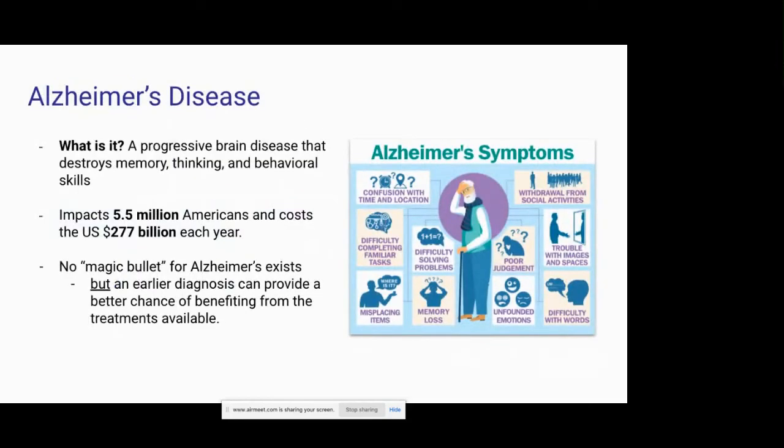So what is Alzheimer's disease? It is a progressive brain disease that destroys memory, thinking, and behavior skills. It impacts 5.5 million Americans, and it costs the US $277 billion each year. Currently, there's no magic bullet for Alzheimer's. There's no definitive treatment or cure. But an earlier diagnosis can provide a better chance of benefiting from the treatments available. And that's why we're going to be developing an Alzheimer's diagnosis model using machine learning today.